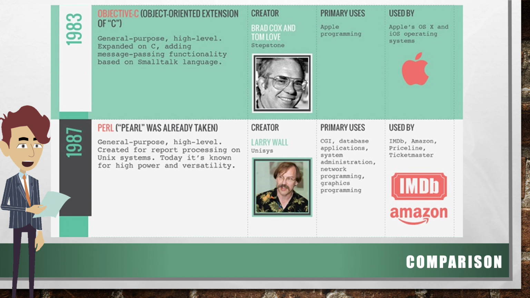In the year 1987, Perl, a word without the letter A, since the name Pearl was already taken. It is a general-purpose, high-level language created for report processing on Unix systems. Today it is known for its high power and versatility. Created by Larry Wall, primary uses are CGI, database applications, system administration, network programming, and graphics programming. It is used by IMDb, Amazon, Priceline, and Ticketmaster.